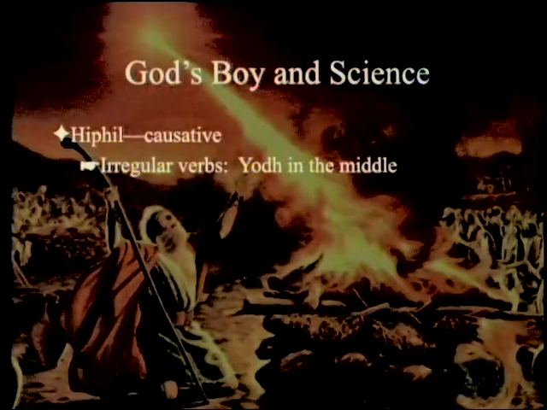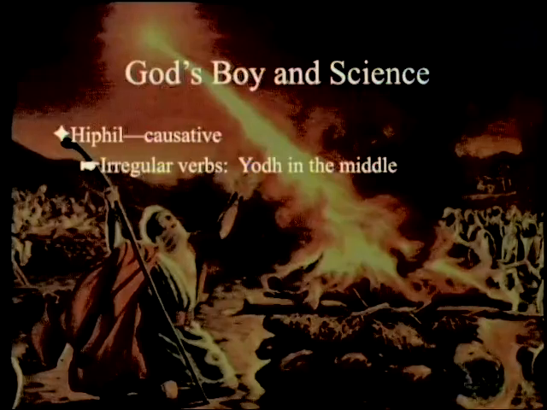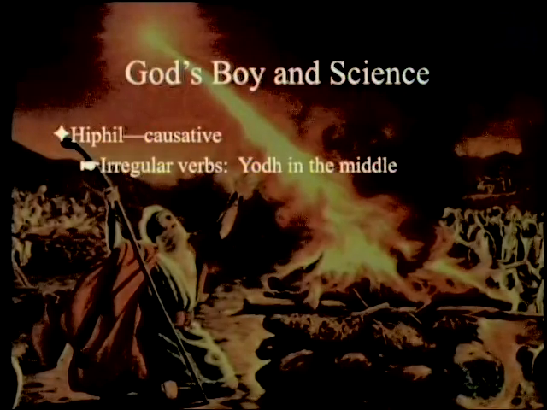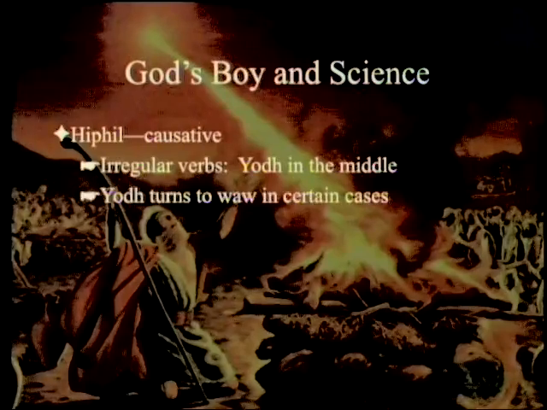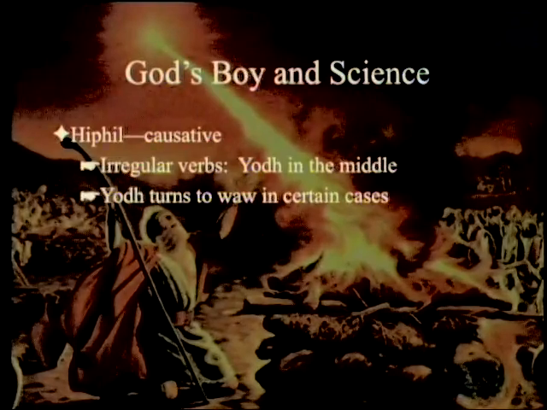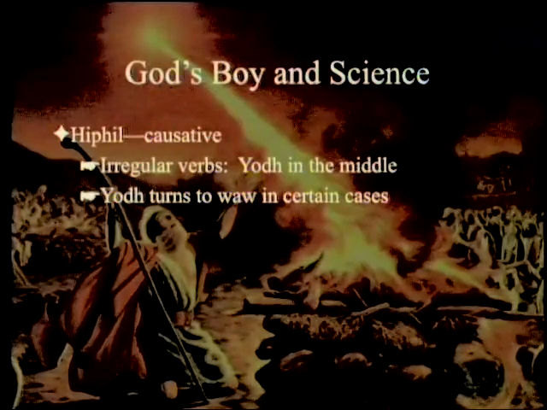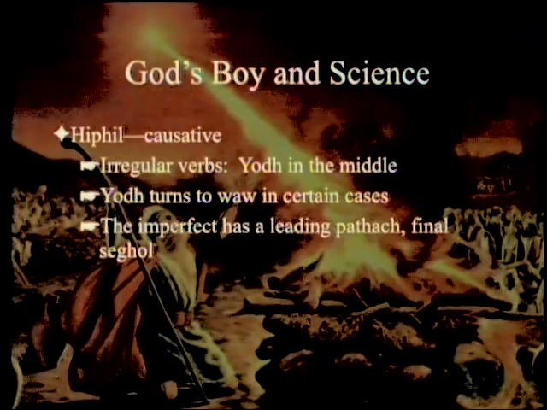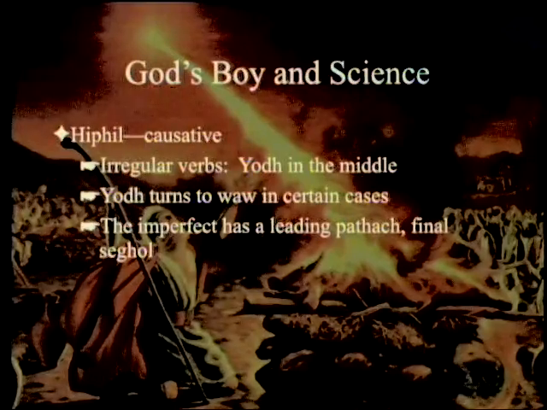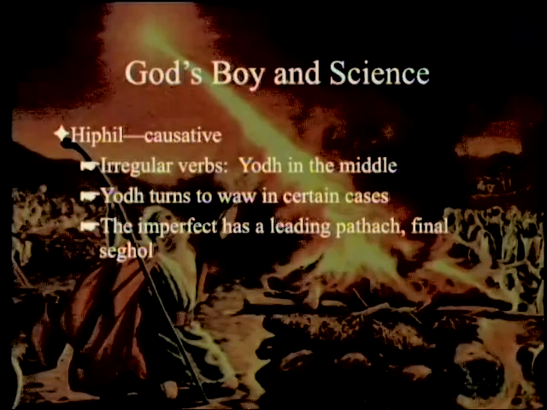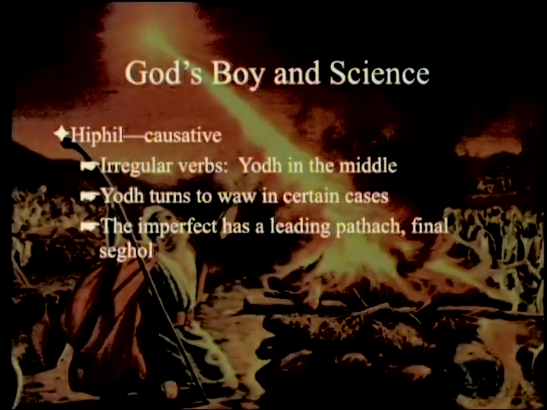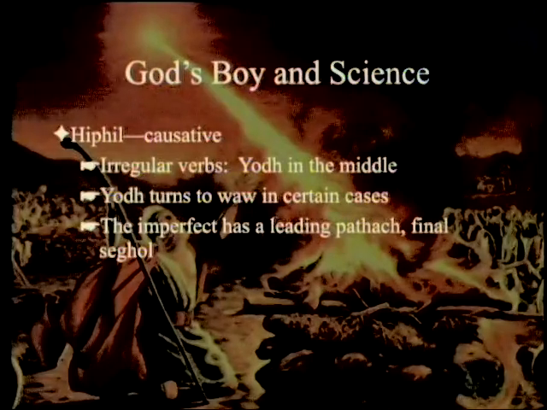Now, in Hebrew, many words are regular, which means that all the consonants do what you kind of expect them to do. But there are some consonants that are irregular, and one of them is yod in the middle. And if you have yod in the middle and a hey at the end, it's even more irregular. So that yod, in this case, will turn to waw in the imperfect. And the imperfect will have a leading patah, an ah sound, and a final segol, an eh sound.